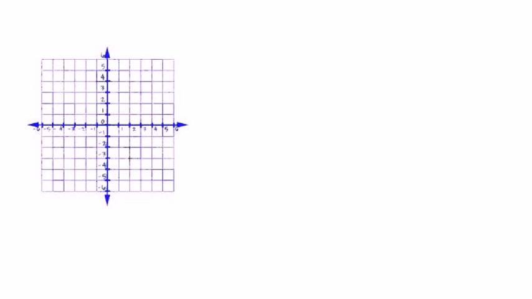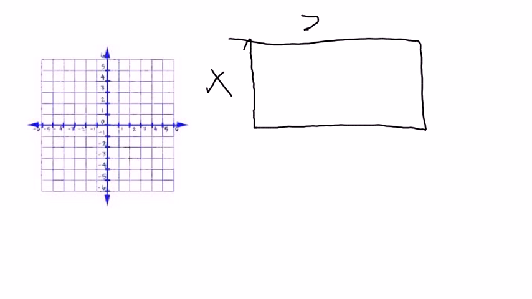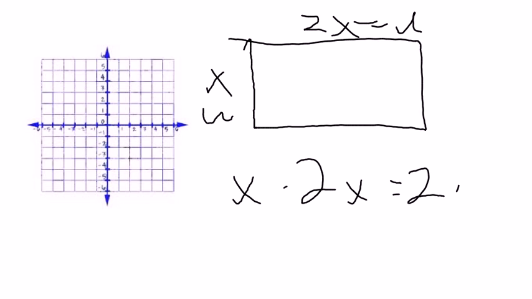Okay, number 8. A volleyball court is shaped like a rectangle, has a width of x meters and a length of 2x meters. So we have to just draw a picture. What is the expression for the area? Well, area is length times width. This is the width, this is the length. So we just multiply those together. x times 2x, you get 2x squared, and that's your answer. So that's B.